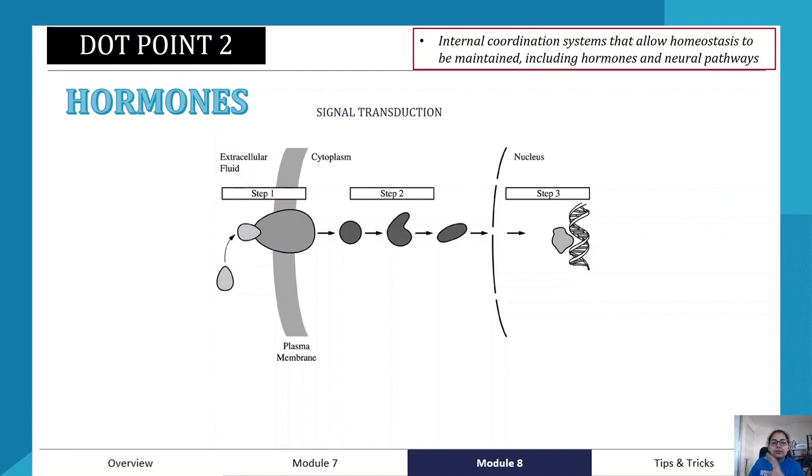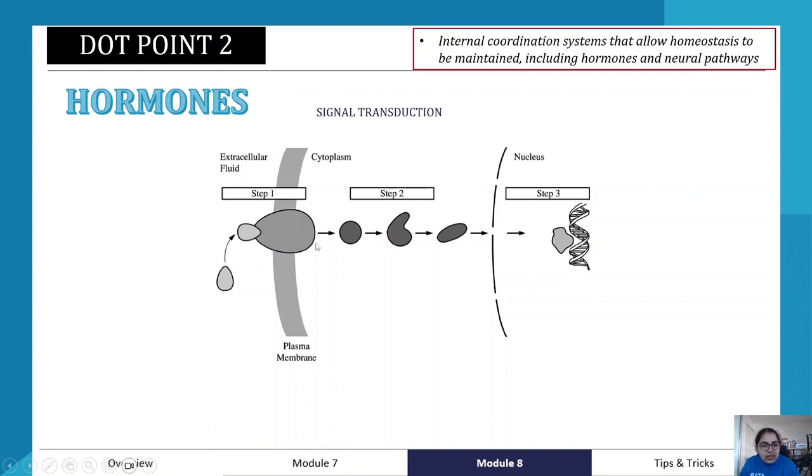Okay, so how is the whole thing happening? Essentially, we go through a process called signal transduction. And what happens is we start off here. So this is the plasma membrane. This is the inside of the cell. This is the outside. We've got extracellular fluid on the outside. This is a hormone. It's going to come and it's going to attach to the receptor on the plasma membrane.